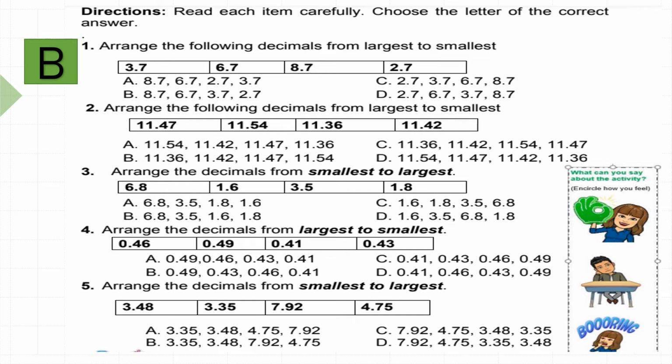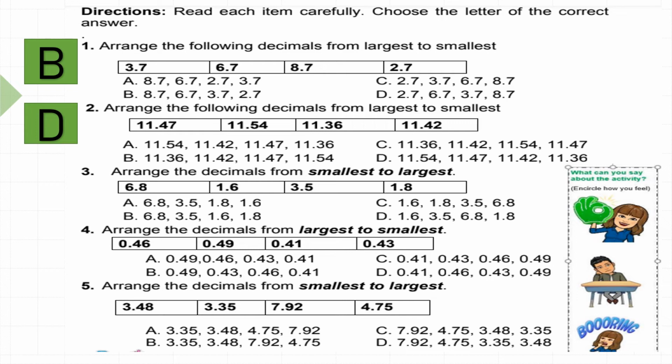2 and 7/10. Number 2, arrange the following decimal from largest to smallest. Again, largest to smallest. The numbers are 11 and 47 hundredths, 11 and 54 hundredths, 11 and 36 hundredths, then 11 and 42 hundredths. Just look for the greatest to smallest number. And what is the correct answer? Very good. So the correct answer is letter D. From 11 and 54 hundredths up to 11 and 36 hundredths.